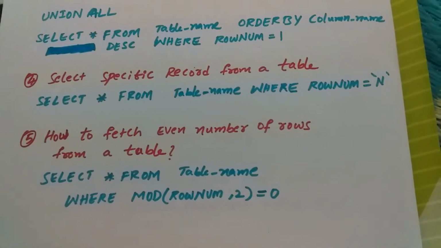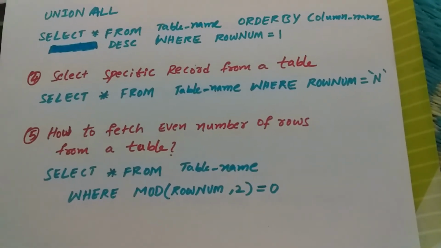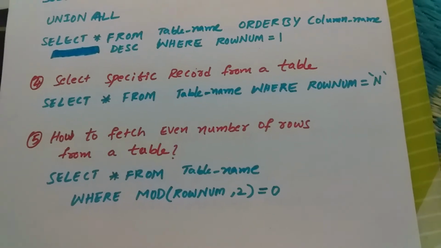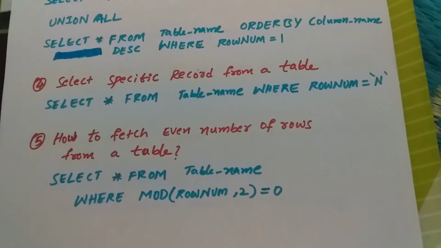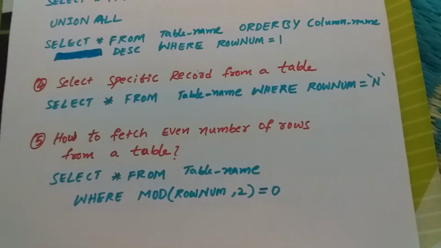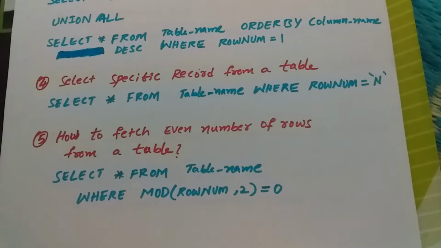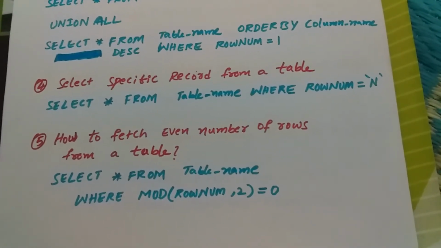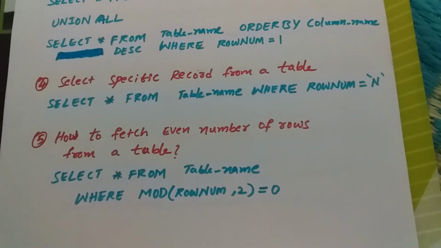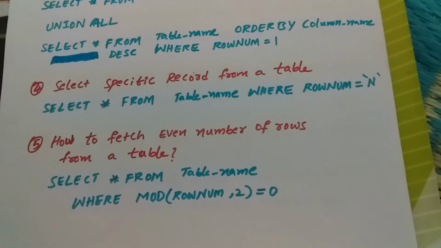Here rownum specifies the record number, like 1, 2, 3, 4, 5, 6, 7, like that. So this modulo function will divide each row ID by 2. If it is divisible by 2, then it returns remainder 0. So only those records whose row ID is divisible by 2 it will return. That is nothing but the even number of rows.